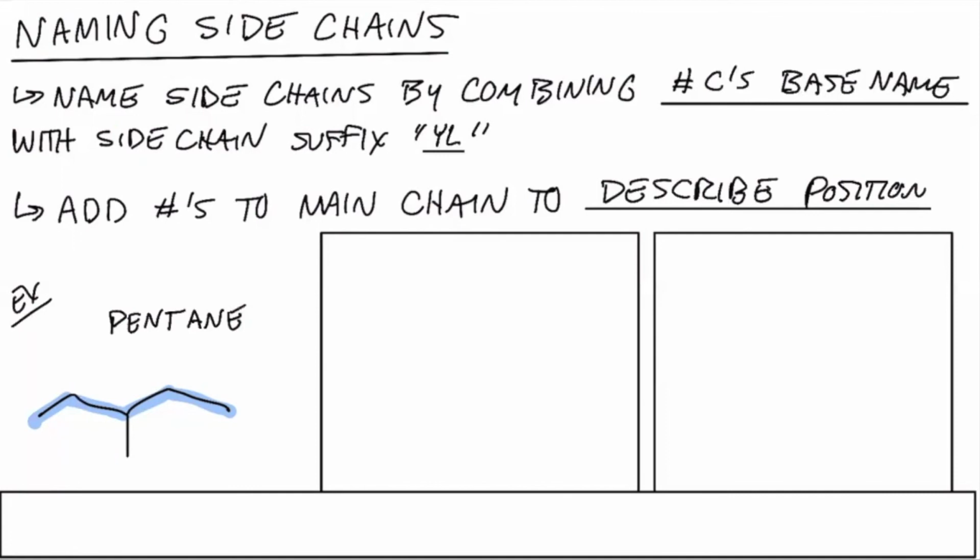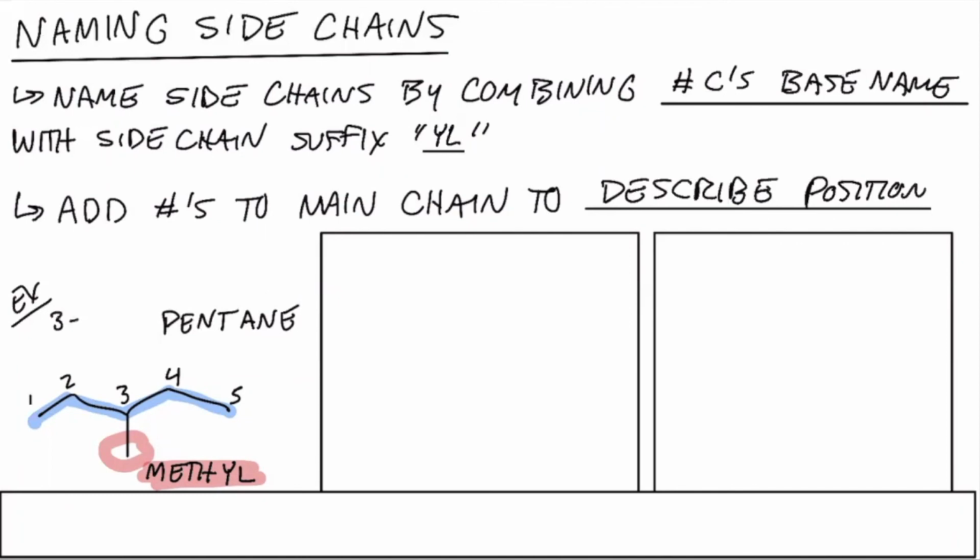So we want to name that with the base name for a carbon number of 1, which is going to be meth. And then we add the suffix to that, YL. So this that I've circled here in red has the name of a methyl group or a methyl side chain. So then let's add in our numbers to tell us where on our main pentane chain that side group exists. And if we count it up, at the 3 position, we have a methyl group.